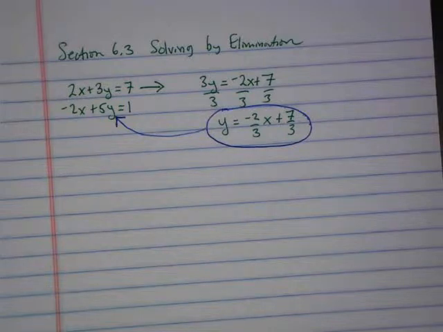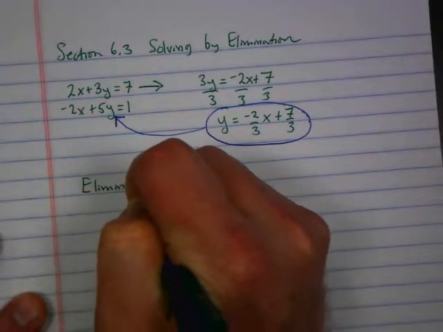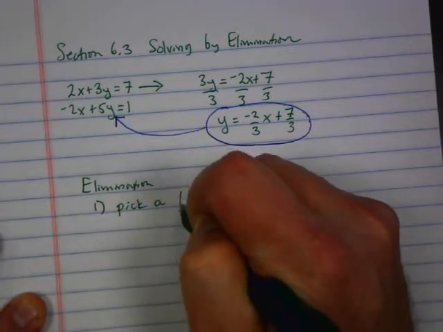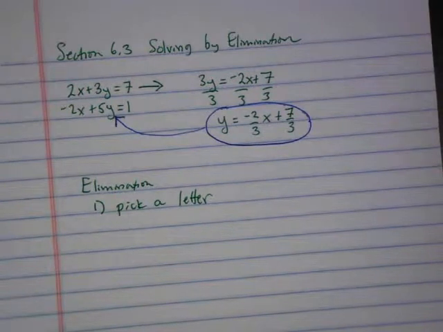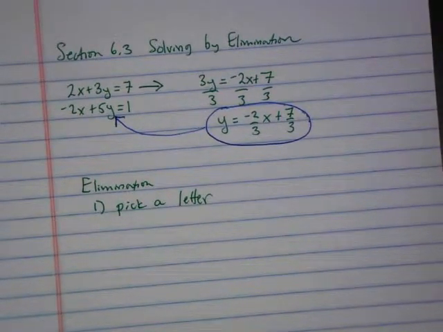Okay, so here's how we're going to do elimination. Step 1. Pick a letter. You pick x or you pick y. Does it matter which one? No, but we'll see that sometimes one is easier than the other. So we pick a letter.